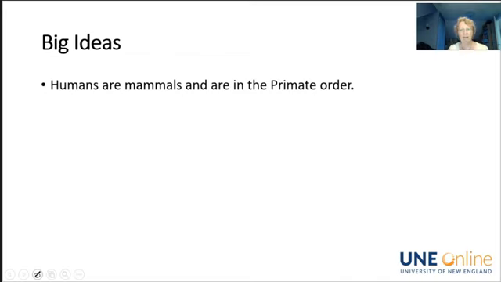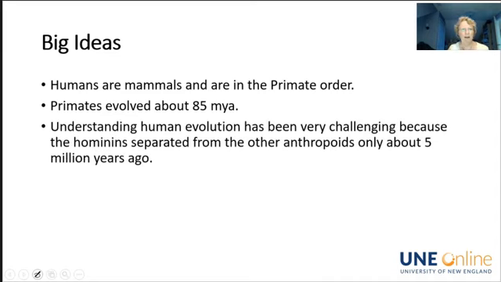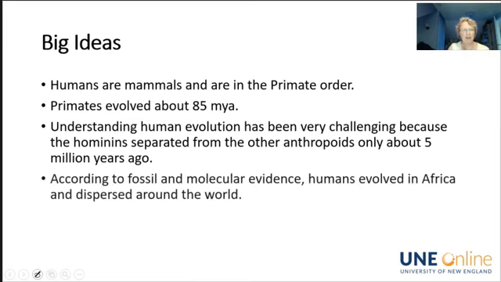Let's summarize with our big ideas. Humans are mammals and are in the primate order. Primates evolved about 85 million years ago. Our hominoids much more recently. Understanding human evolution has been very challenging because hominins separated from the other anthropoids only about 5 million years ago. I mean, like a blink of the eye in evolutionary and geologic time. And according to fossil and molecular evidence, humans evolved in Africa and dispersed around the world, but lots of new details are still coming out on that.